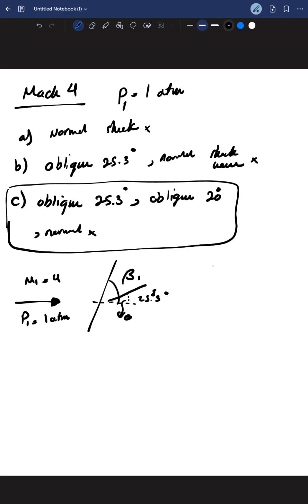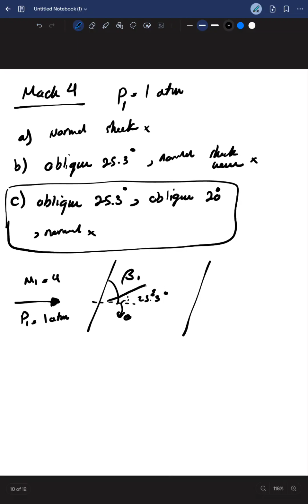Then we have another oblique shock wave that is going to be met with the flow that is already deflected, right? Then there's another deflection angle of 20 degrees. And this will be met with a normal shock. Okay. So let's see how we should solve this.